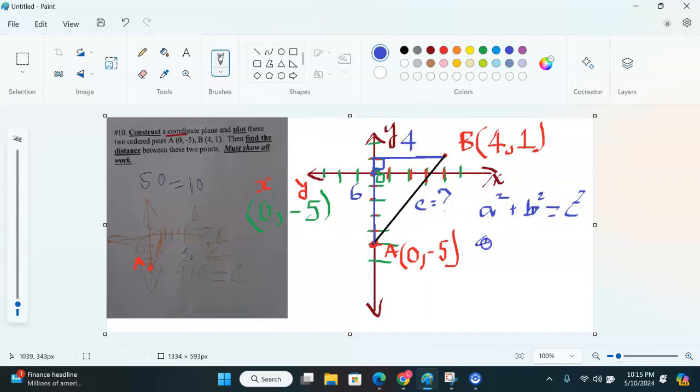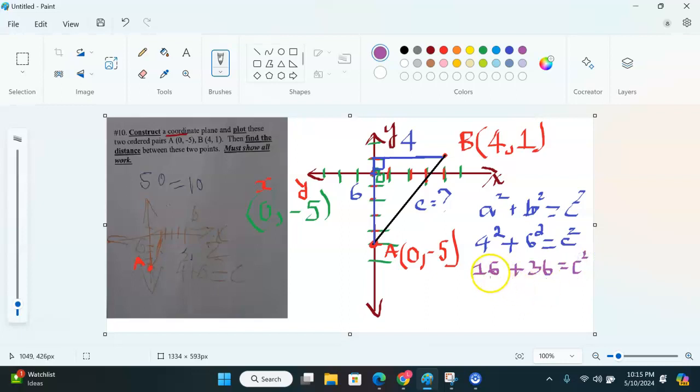So now I'm going to take 4 squared plus 6 squared, that's the b, equals c squared. Now for this problem, I'm using the same way that I did with number 5, but I don't have to use inverse operations in this problem, because the c is already by itself on this side of the equation. 4 squared, again, we learned about square and square root. 4 squared means 4 times 4. 4 times 4 gives me 16. Plus 6 squared is 36. 6 times 6 is 36, equals c squared.